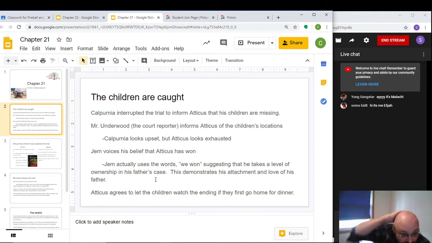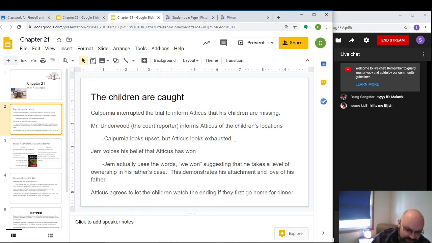Chapter 21 begins with the children being caught. So Calpurnia interrupts the trial, which is kind of a big deal because the last time someone interrupted, the judge kind of flipped out on Link Deas when he interrupted to mention that Tom was actually a very good person and people should take his word for it that he wasn't involved with Mayella. But Calpurnia does not get yelled at.